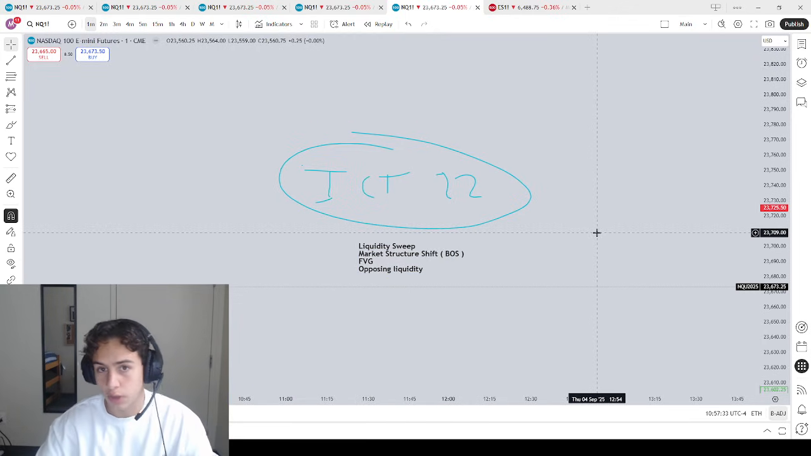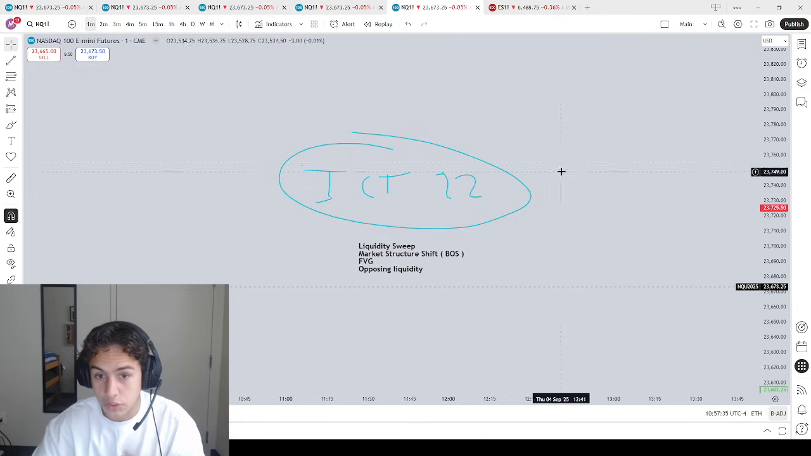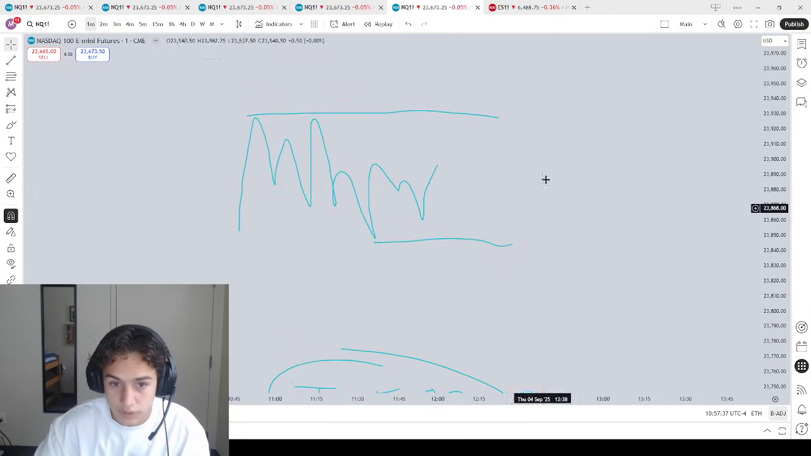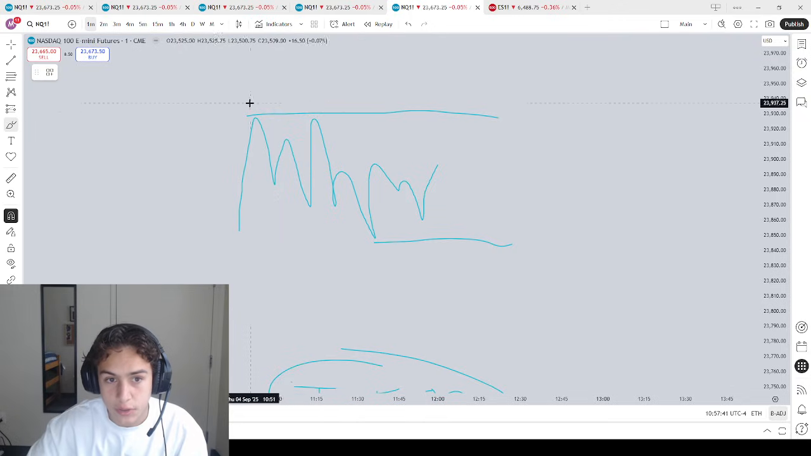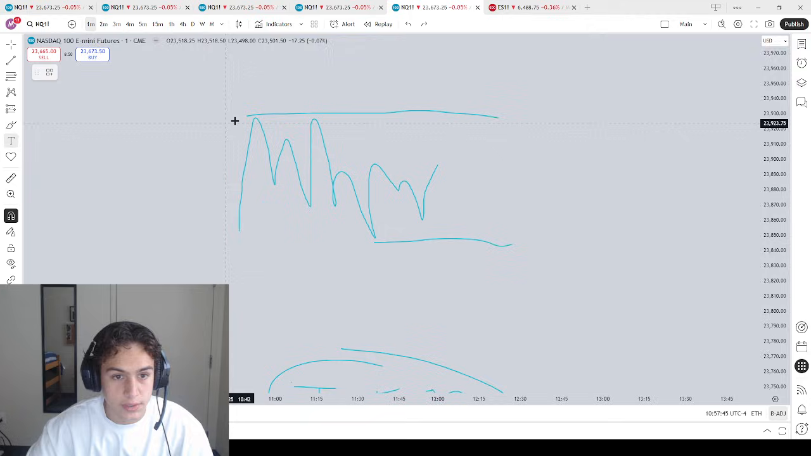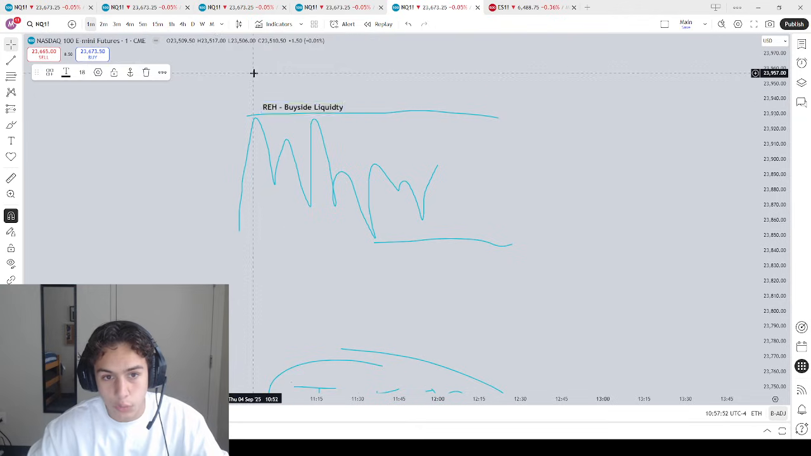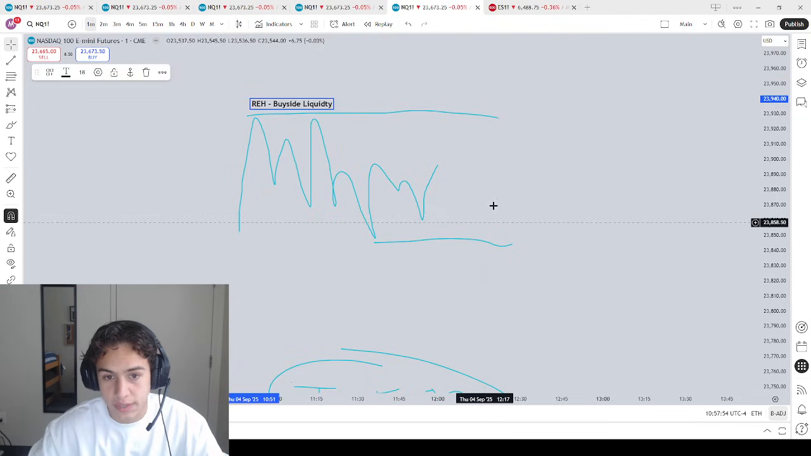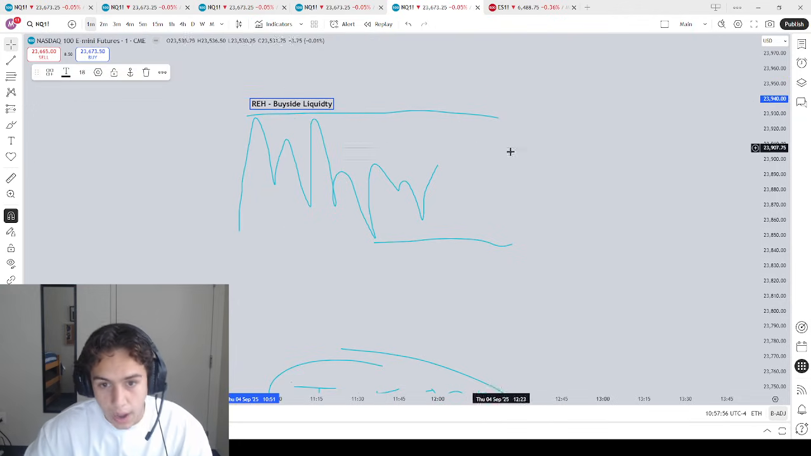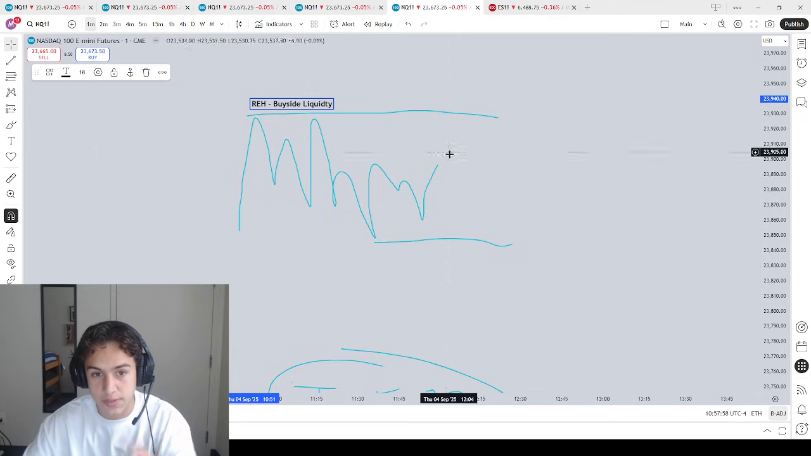But let's dig a little bit deeper into what I actually personally trade. So, for example, I just drew out a little line chart here, right? So we have relative equal highs here. So this is our relative equal highs, buy side liquidity. Okay, this is what I would do when I get on the charts in the morning. So pretend this is like 9:15 a.m. I would be getting on the charts, and this is the chart I would see.